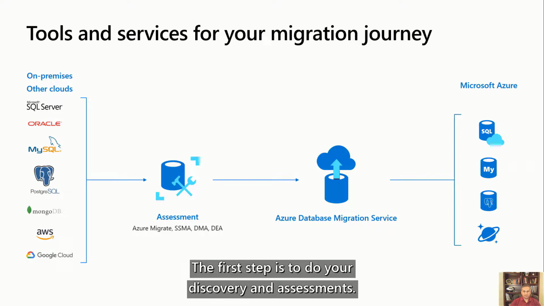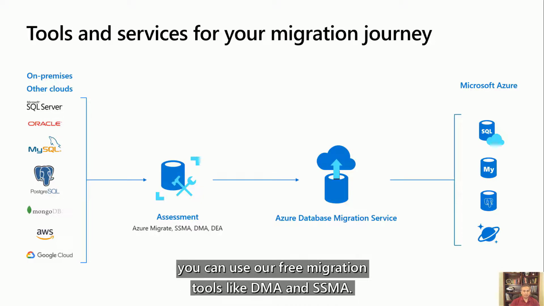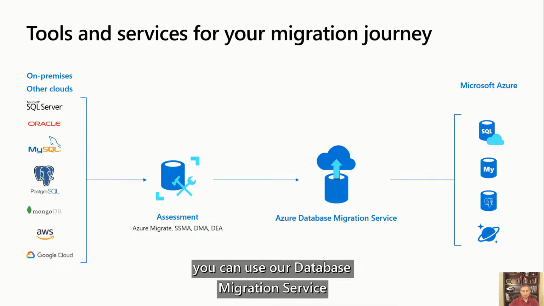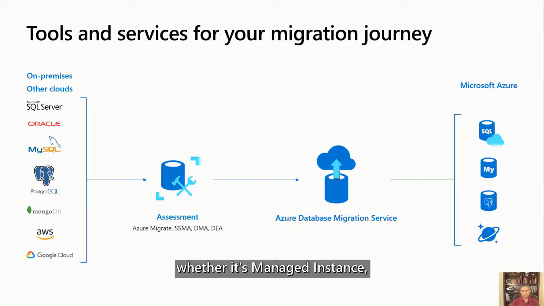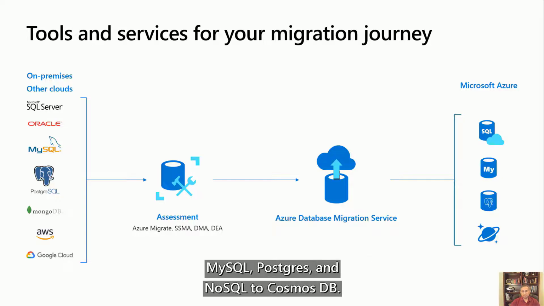The first step is to do your discovery and assessments. Here you can leverage either Azure Migrate if you're doing data center, or if you're doing instance or app level, you can use our free migration tools like DMA and SSMA. And then once you do your analysis and address all the issues, you can use our Database Migration Service to move all your databases to your right destination, whether it's managed instance, single database, hyperscale, etc., or your open source databases, MySQL, Postgres, and NoSQL to Cosmos DB.